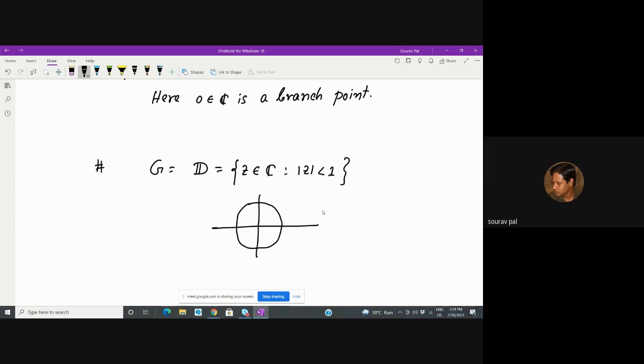If you want to define a principal branch of logarithm, then you have to remove this line, this portion. Is that clear? If you want to have the principal logarithm here, then you have to remove this portion from the open disk. So this will be a branch cut then. Only this, including 0.